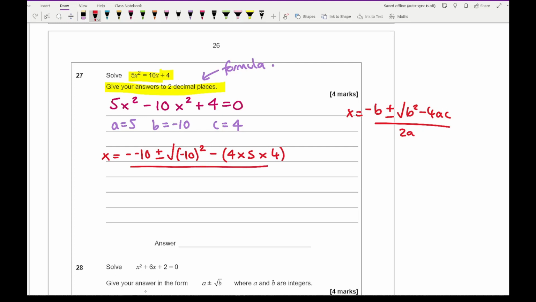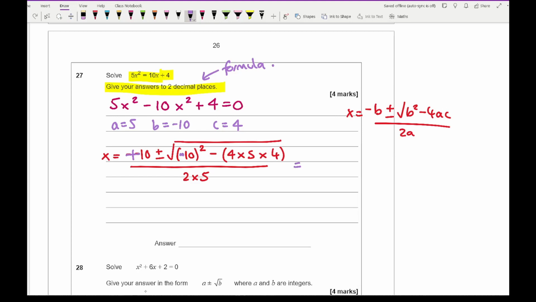And that's all divided by 2 times 5. Now, if you want to, you can substitute this in, but I would just be mindful of the negatives. So these two minuses become a plus, and because you're squaring a negative number, that's always going to be a positive anyway. So you don't need to include that negative. So there you go. But definitely put that negative 10 in brackets rather than just writing minus 10, because your calculator will give you the incorrect answer.